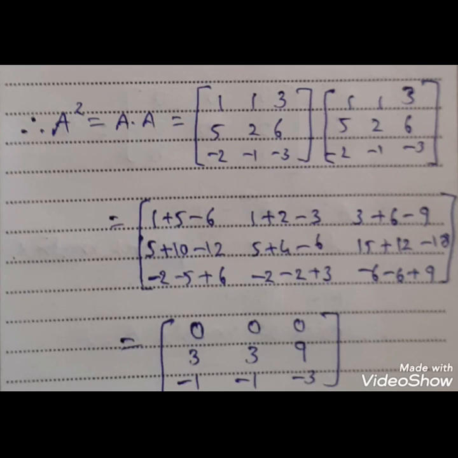So we get the elements of the third row, which are minus 1 minus 1 minus 3. Hence we get A square equal to 0 0 0 are the elements of the first row, 3 3 9 are the elements of the second row, and minus 1 minus 1 minus 3 are the elements of the third row.